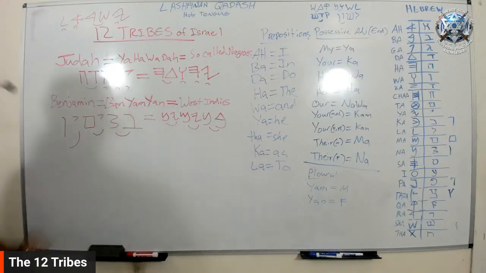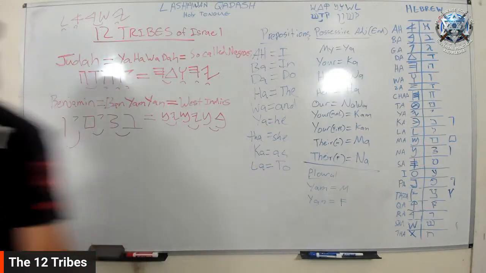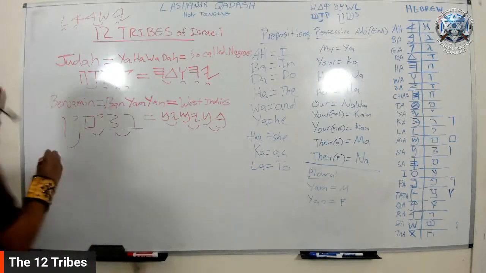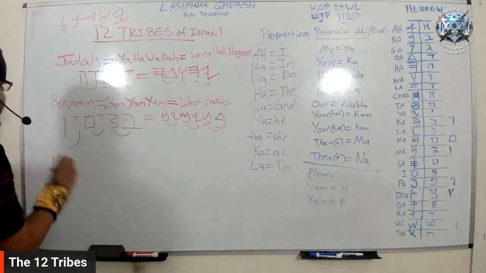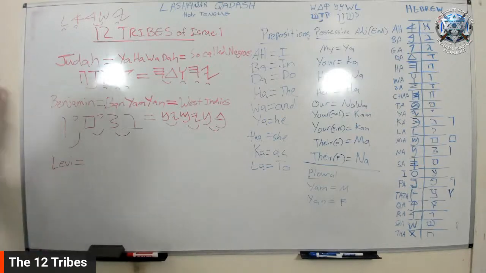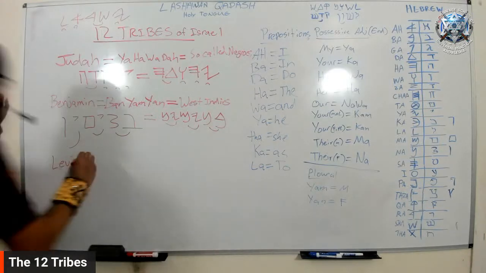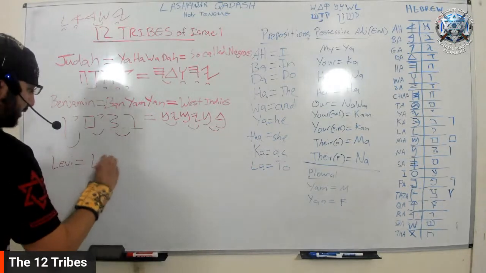All right. And so the next tribe that we have on the list is the tribe of Levi. Levi. This tribe in the ancient Hebrew is pronounced Law Yah.